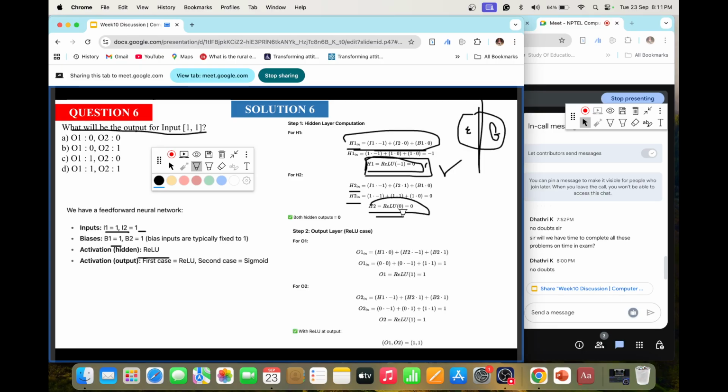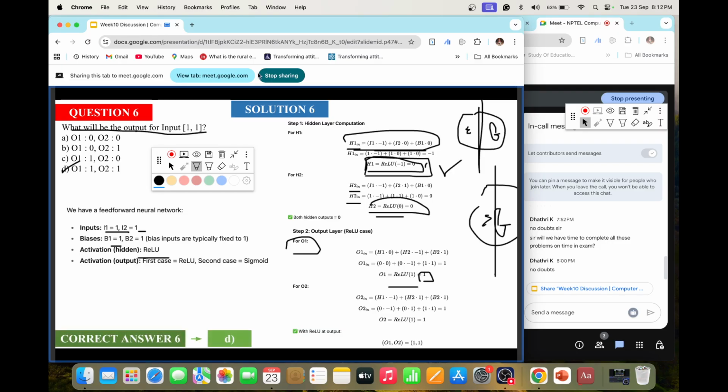Then you have to calculate O1 again. The O1 neuron also has two parts: one is the sigma part and one is the function part. So again you can calculate O1 in and O1 output. It is very easy. Just calculate this, and O1 output is coming 1 and O2 is coming 1, so 1 comma 1, option D is your answer.